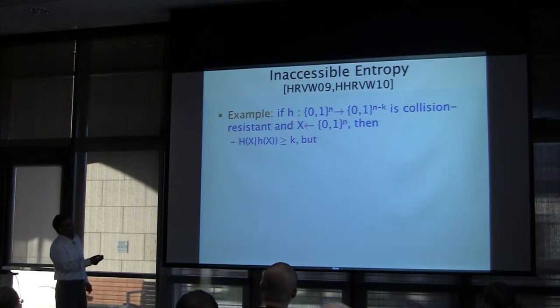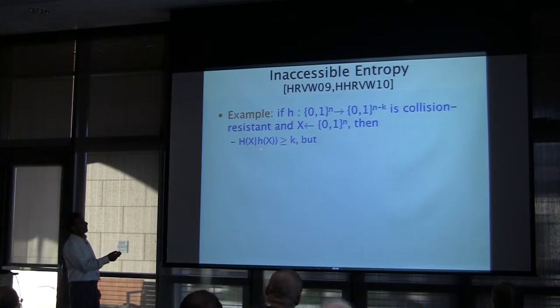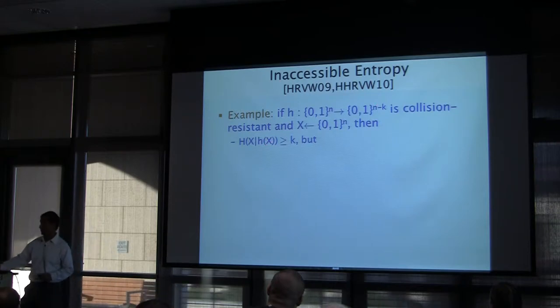All right, so let's imagine it's a fixed collision-resistant hash function. I choose an input X uniformly at random. And now, let's look at the entropy of X given H of X. Well, that must be at least k, because X had n bits of entropy, it was n random bits, and I've conditioned on something that reveals only n minus k bits of information about it, the output of the hash function.